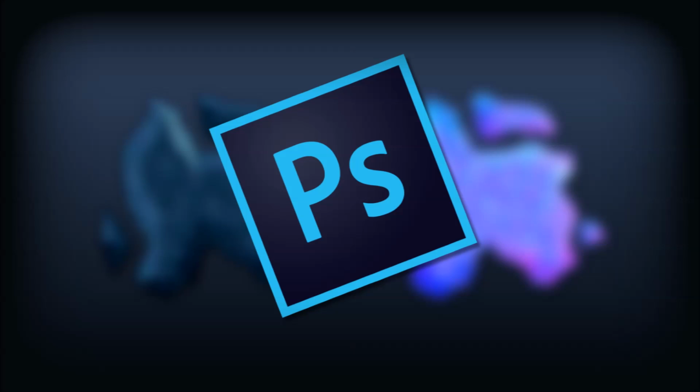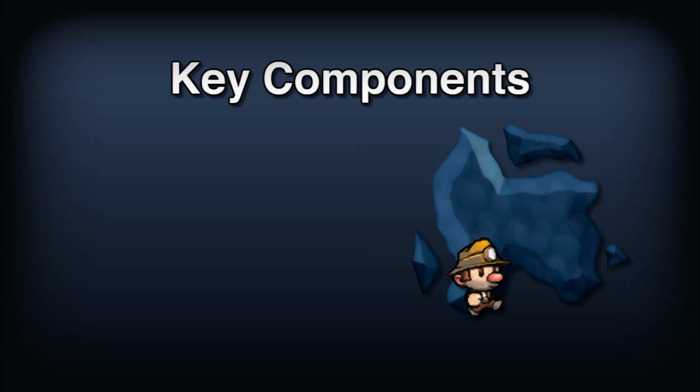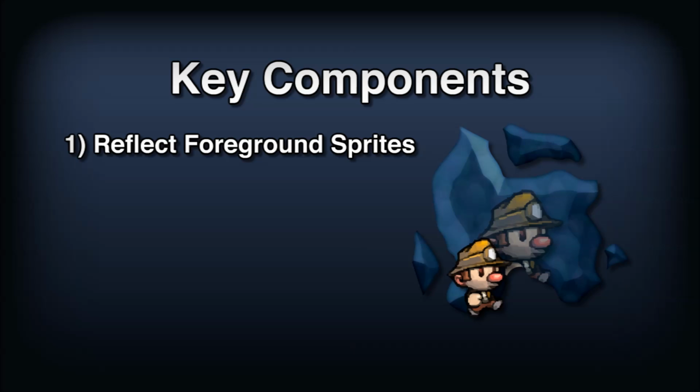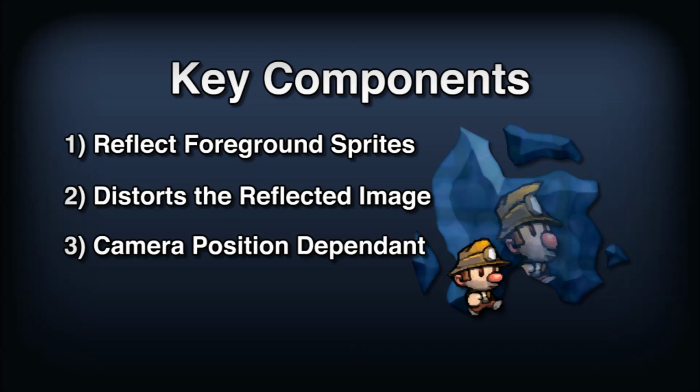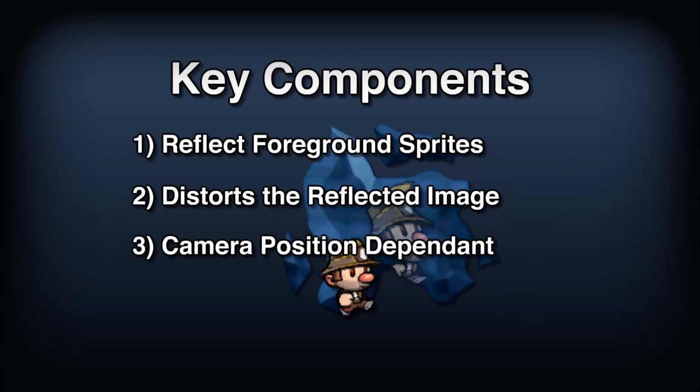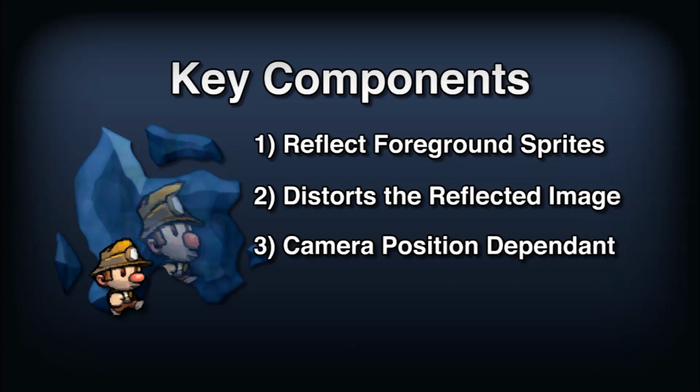Now the way I see it, there are three key components to the effect. One, it reflects all of the foreground sprites. When I say reflect, I really mean redraws them offset and a bit larger. For instance, we see the front of Spelunky guy's face in the reflection and not the back of his head. Two, it distorts the reflection to match the shape of the crystal sprite. And three, the crystal looks slightly different based on the camera's position. The ice should shimmer as the player moves about, even if nothing is being reflected in it.